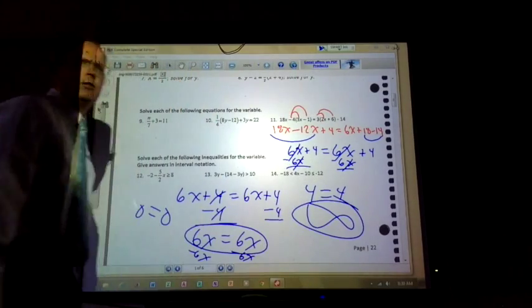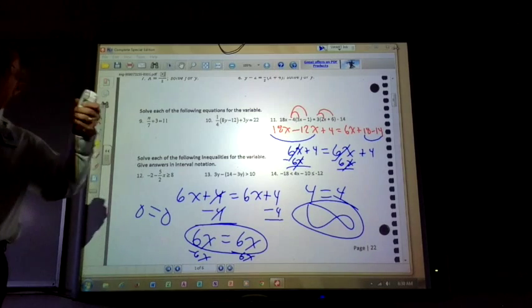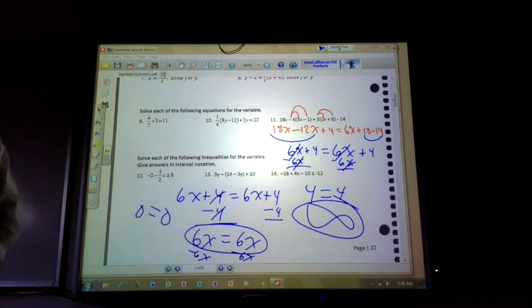You just write it sideways 8. If you can't make the sideways 8, turn your sheet sideways, make it 8, and then turn it back, and then it's sideways 8.